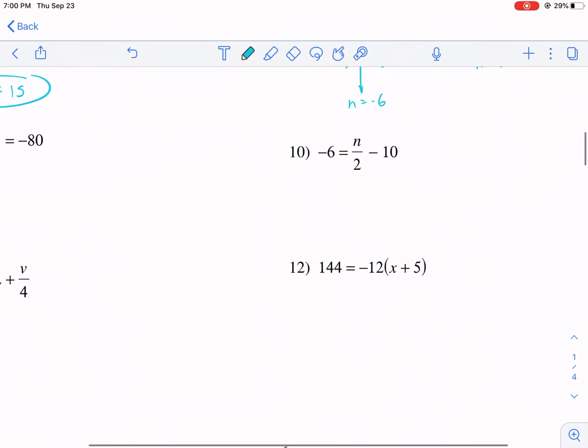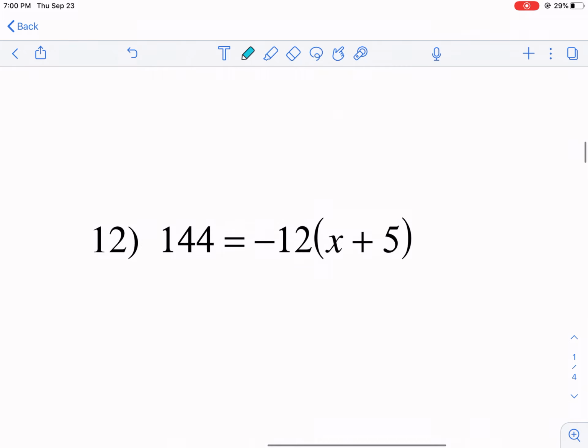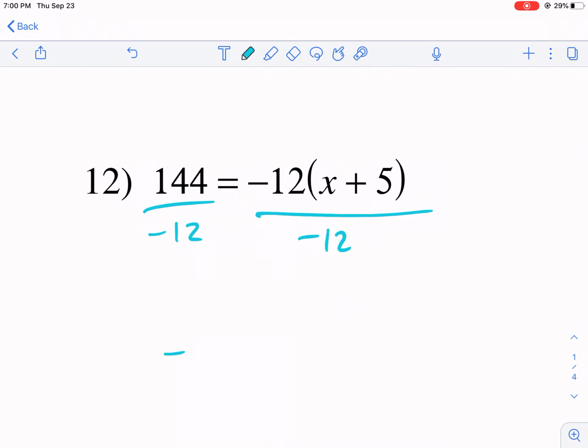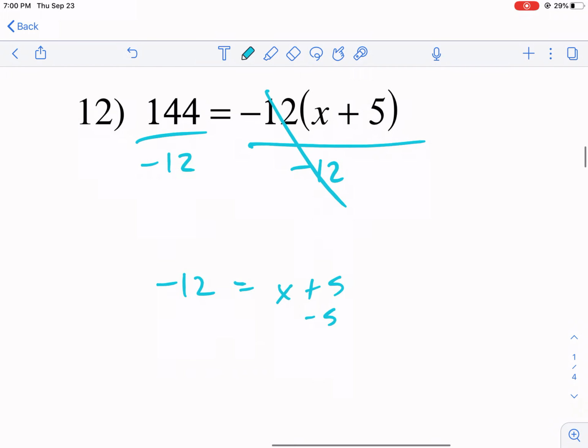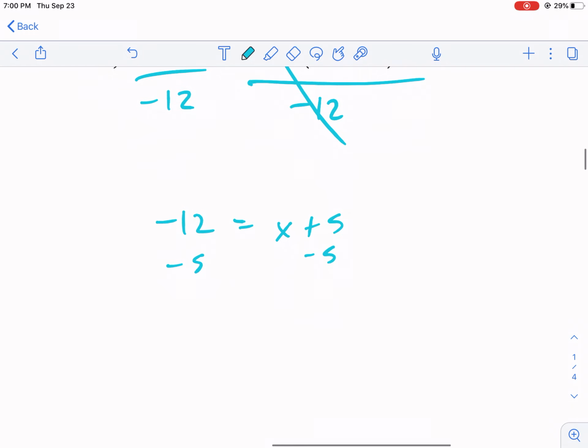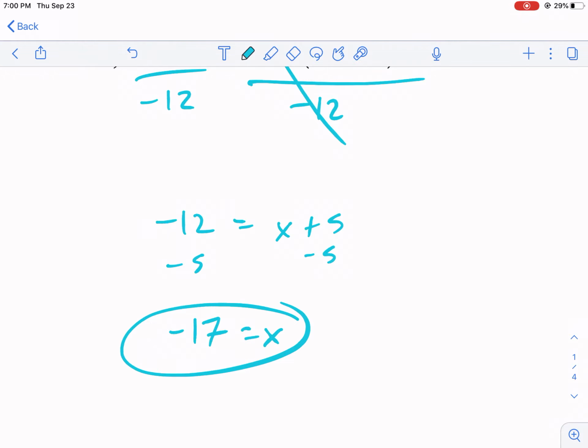And we'll do one more just for fun. Okay, I would divide by -12 instead of distributing here to both sides. 144 divided by -12 is going to give us -12. That cancels the x plus 5. We're going to subtract 5, and that's why it's called a two-step. If you distribute, it won't be a two-step. It will be a three-step. Equals x.